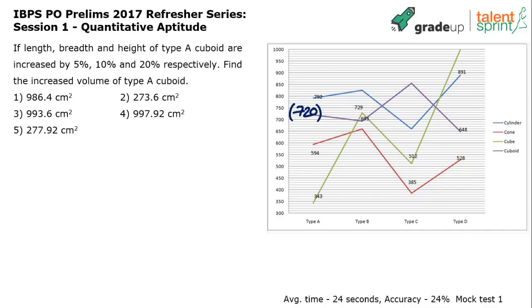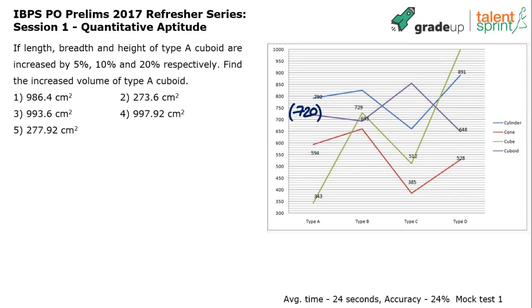Okay, answers have started coming in. 997.92. Hemant, Balaji, Jits, Sairam has got 277.92, option 5. Vidya has got 997.92, which is option 4. Good. Prince Kumar has got 993.6. Is that there in the options? Yes, option 3.